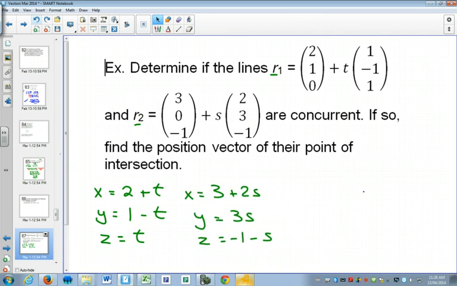Just move these over, draw a line in between. And I'm going to write my system of equations right beside them.